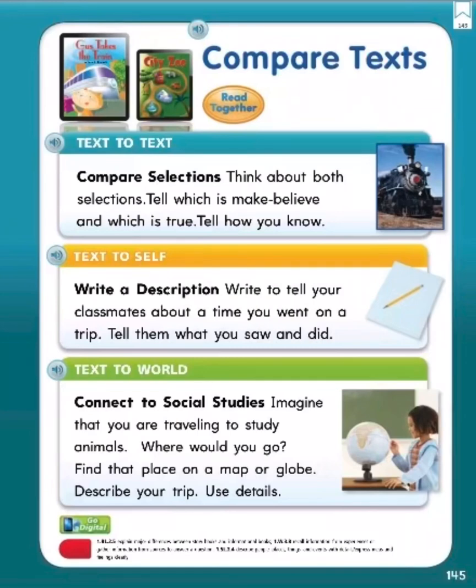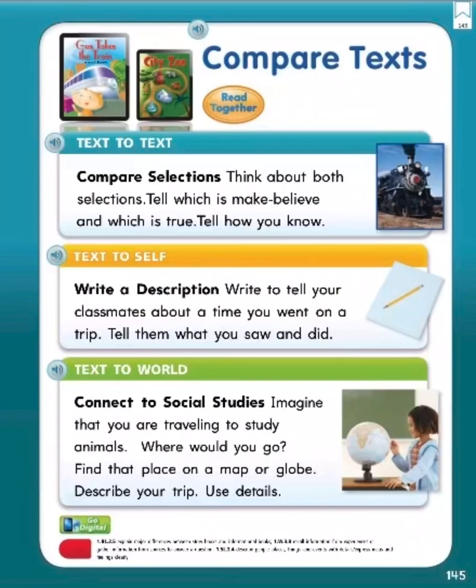Compare texts. Text to text. Compare selections. Think about both selections. Tell which is make-believe and which is true. Tell how you know. Text to self. Write a description. Write to tell your classmates about a time you went on a trip. Tell them what you saw and did.